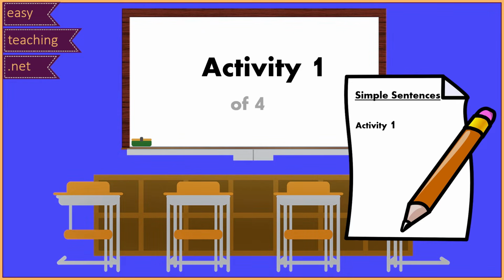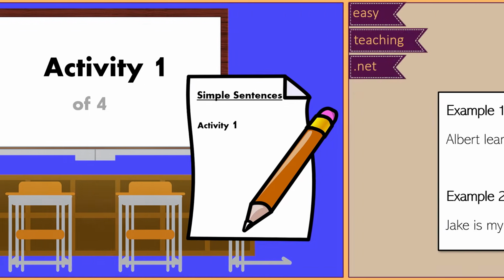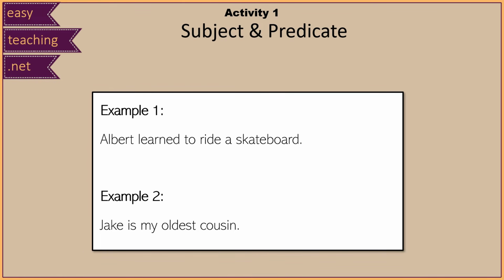Activity 1. In this activity, you will be finding the subject of different sentences. To find the subject, look for the person, place, animal, or thing that is doing the action of the sentence, or being something. Take a look at these examples.